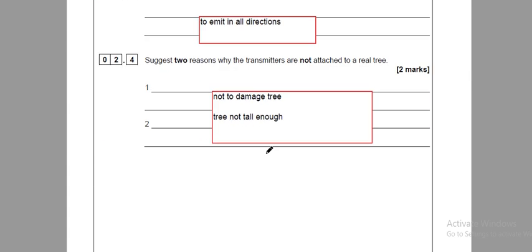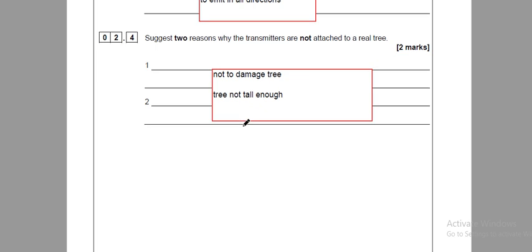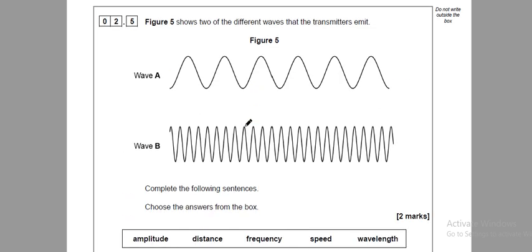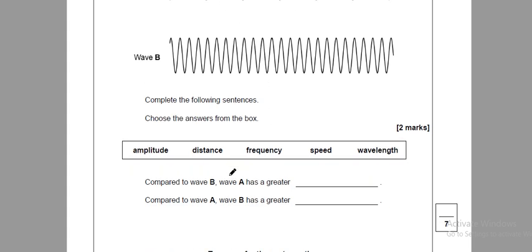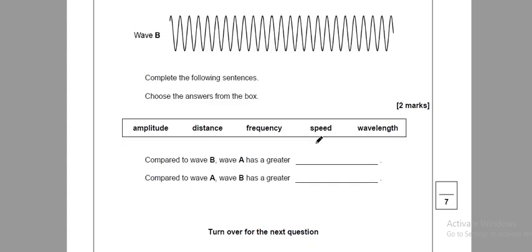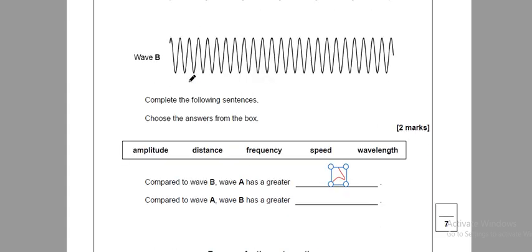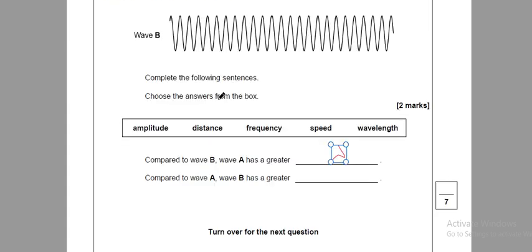Suggest two reasons why transmitters are not attached to a real tree: it may cause damage to the tree, and the tree may not be tall enough. The figure shows two different waves, A and B. Compared to B, A has a greater wavelength, and compared to A, B has greater frequency.